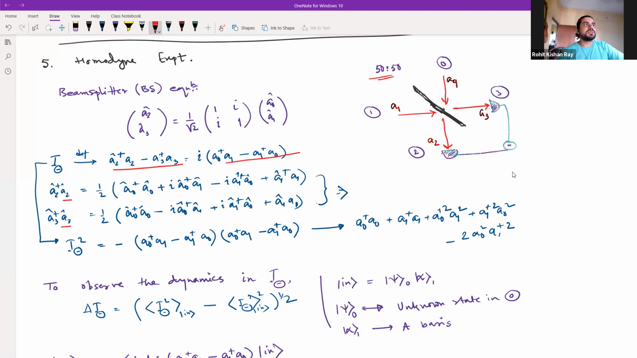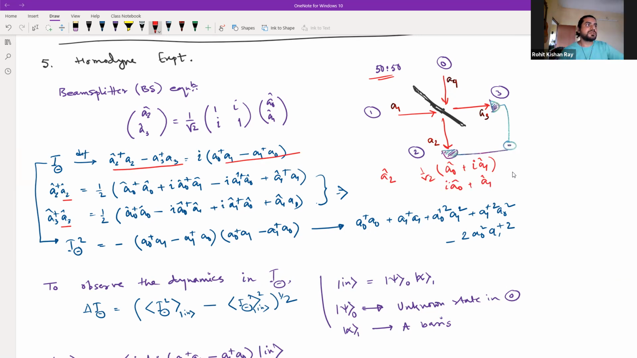So basically A2 will give you something like this. The hats are there even if I have not written them. And A3 is similar with i, A0, A1. So you put in those values. So A2 dagger A2 is basically the square of this, and A3 dagger A3 is basically the square of this, and you get the expression like this.